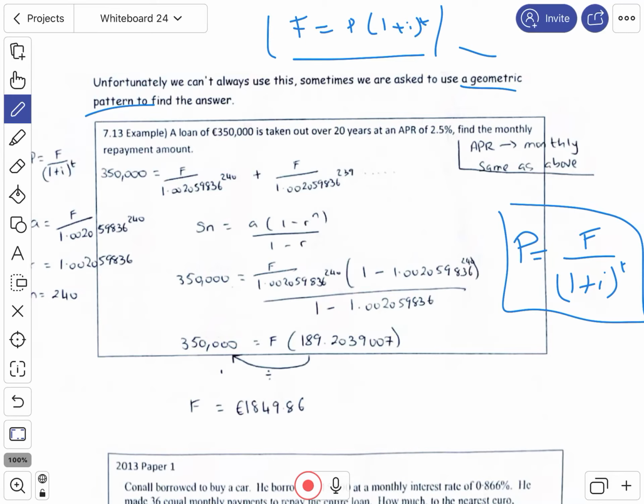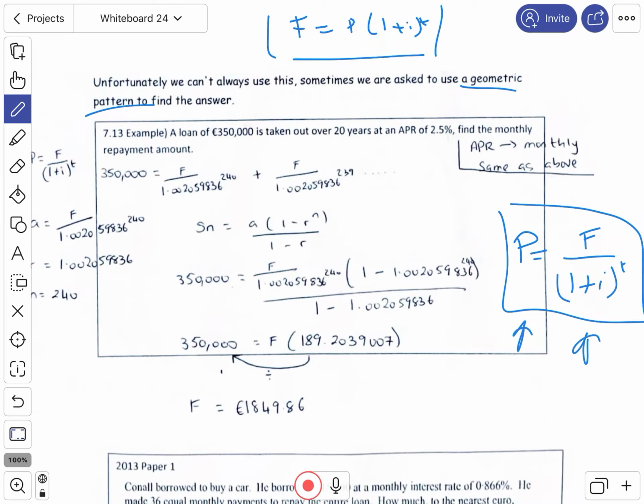We've always just been using this one for savings, which is fine. However, we don't always use that one. We can sometimes use this one here. Now, the difference between them is what we have to figure out: where is the lump sum? Where is the large amount of money? And that's the one that goes on the left. And the one on the right then is what repeats over and over again.